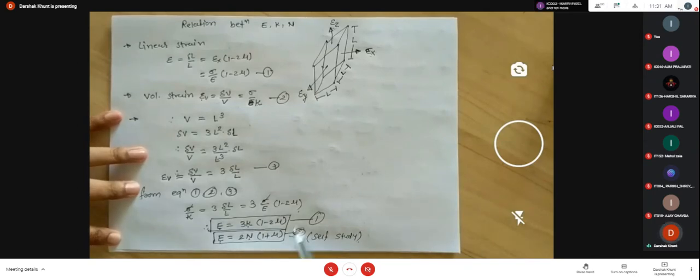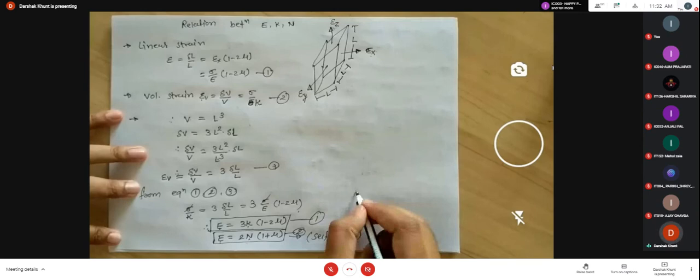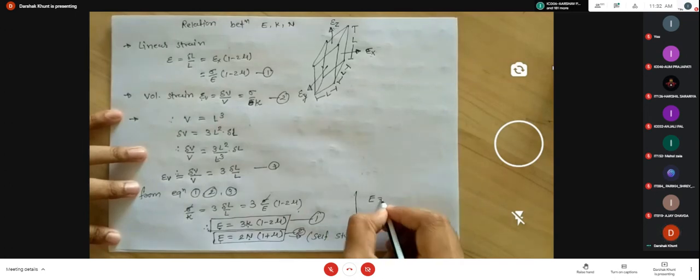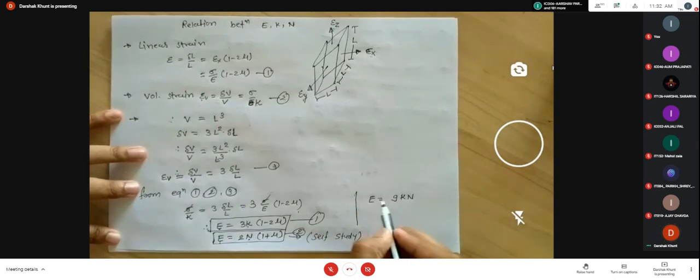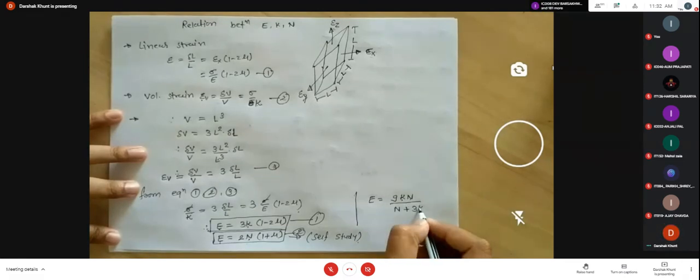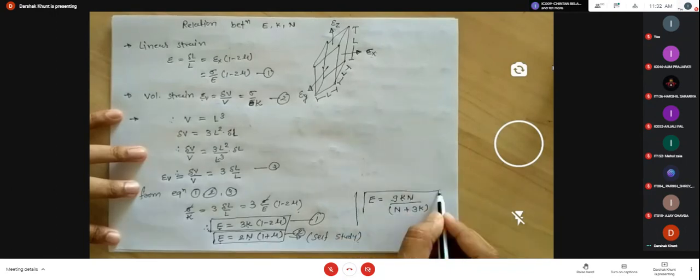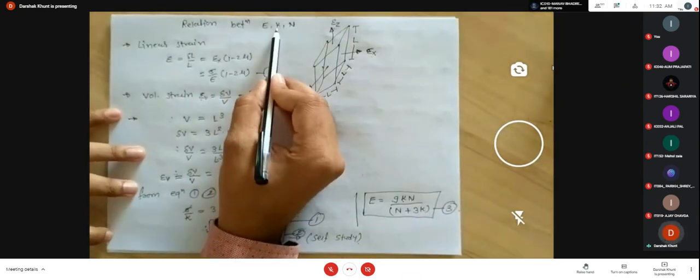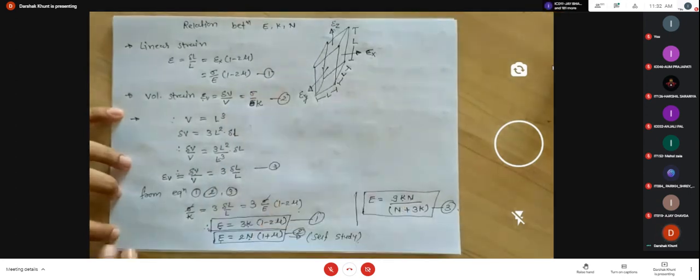Now if you compare the two equations, you get one more relation between E, K, and N, and that is E equals 9KN divided by (N plus 3K). So the Young's modulus is equal to 9 into bulk modulus into shear modulus divided by (N plus 3K). So these three equations define the relations between the Young's modulus E, bulk modulus K, and shear modulus N.